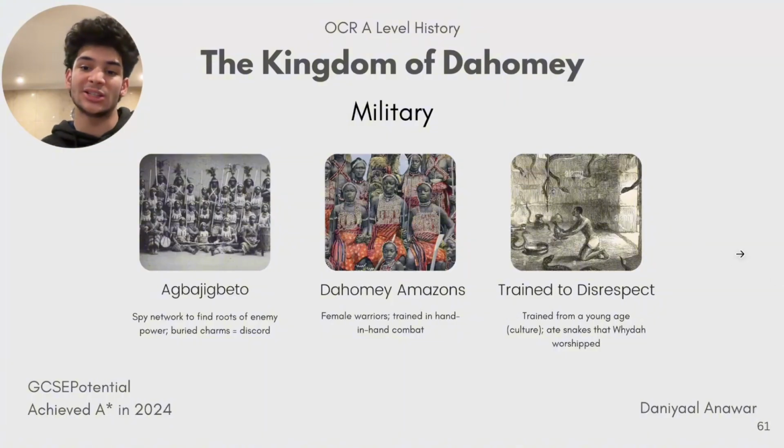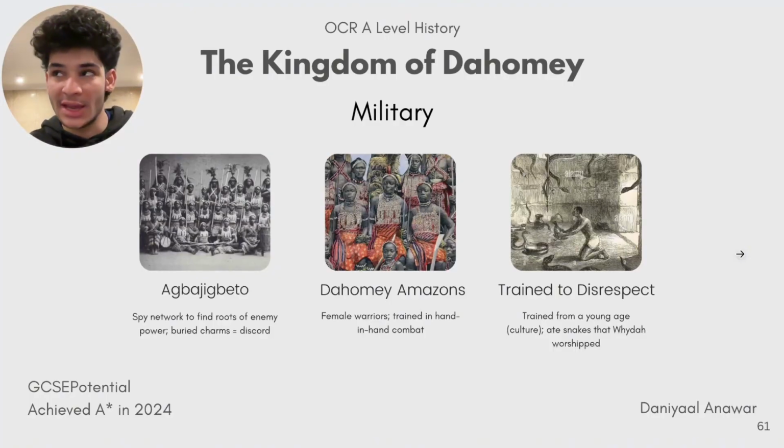And then finally, trained to disrespect. This was hella interesting. But yeah, the Dahomeyan military was trained from a very young age. It was kind of like a cultural thing that you had to know how to fight. And then as well as that, they were ruthless, man. They were ruthless. So one thing is that Wida, they worshipped snakes in some sort of capacity. So before the battle, all the soldiers took snakes. They just munched them in front of the Wida people.